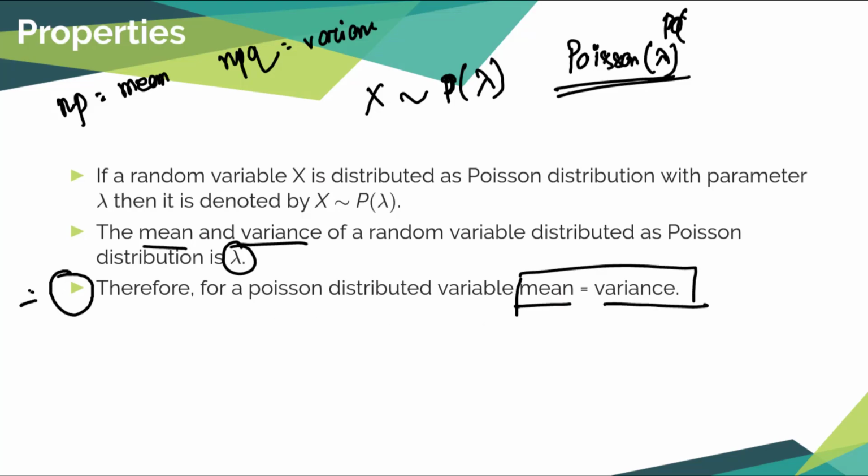Now, this property is important from the point of view that if for a data set you are trying to fit Poisson distribution and you see that the mean and variance are very different, one is much higher than the other, then Poisson distribution may not be very appropriate for that particular data set. If for a data set mean and variance are approximately equal, then you can suspect that this data may follow Poisson distribution. So this is a criterion to find out whether Poisson distribution will be applicable to a data set or not, right? So these are the properties.